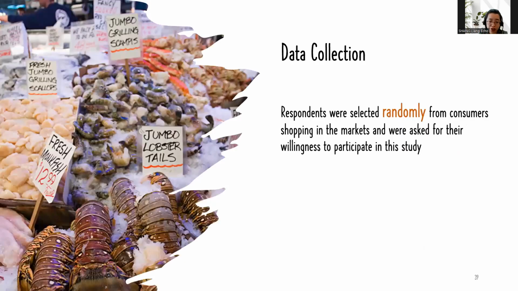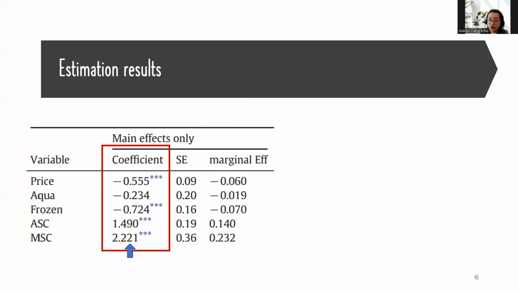To collect the DCE data, the scholars decided to randomly select respondents from consumers shopping in the markets. So rather than having an online survey implemented using Qualtrics, they chose to do this face-to-face by interviewing respondents and asking them to indicate their decisions towards different choice tasks. And after their data collection, here are their estimation results.